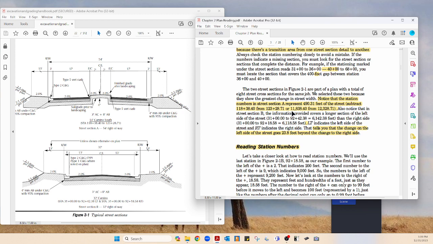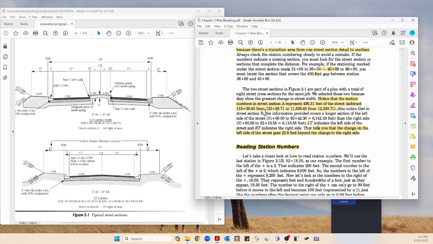Notice that the station numbers in street section A represent 490 and 3,100 feet of street. So we subtract that. What we did a while ago, that 11,838 and 40 hundredths from 12,328 and 71 hundredths. That's changing it from stations to just numbers, and that's where you get what I keep saying.